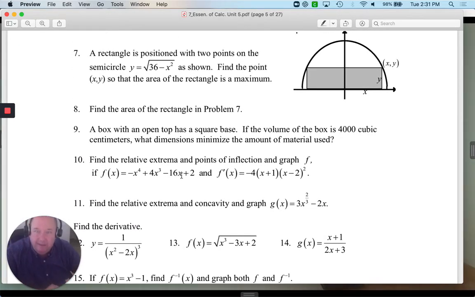All right, a rectangle is positioned with 2 points on the semicircle. Find the point x, y so that the area of the rectangle is a maximum. So what I know is a secondary equation: y equals the square root of 36 subtract x squared. I'm looking for the area of a rectangle. Now be careful here: length times width. The height of it is y, but it's 2 x's along the bottom, so it's 2x times y.